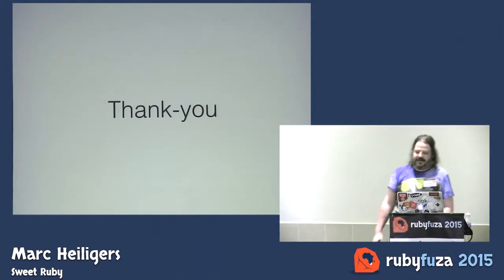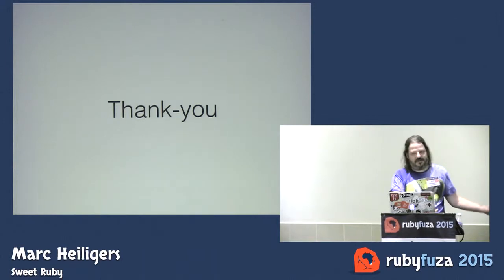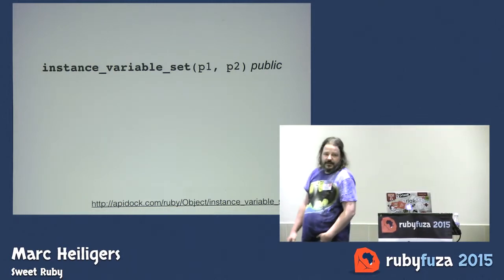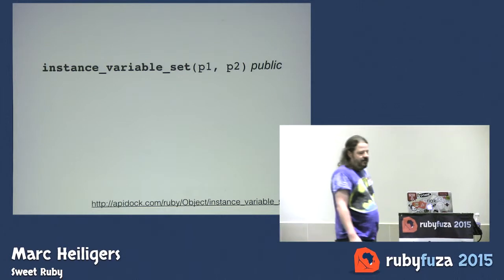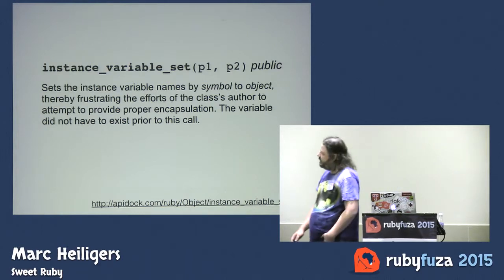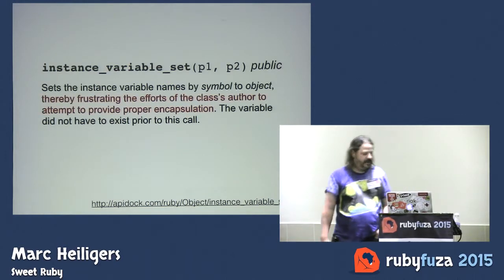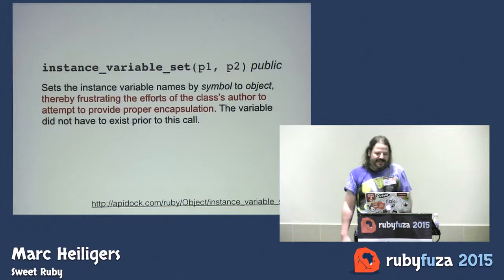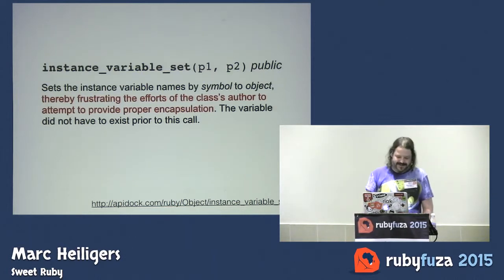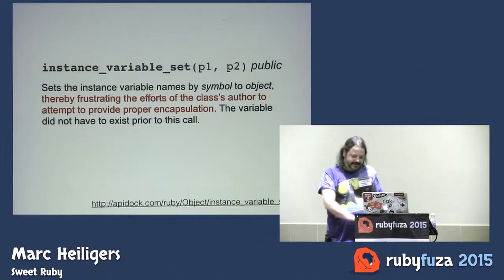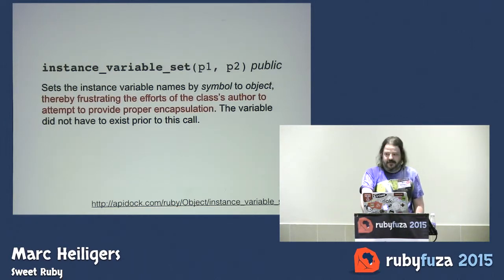I got the idea for this talk, and as I said, it's not the talk I had the idea for, when I saw the documentation for Ruby's instance_variable_set method. And this is the part I really like. Let me read it: "Sets the instance variable names by symbol to object, thereby frustrating the efforts of the class's author to attempt to provide proper encapsulation." And that's still in the Ruby docs.